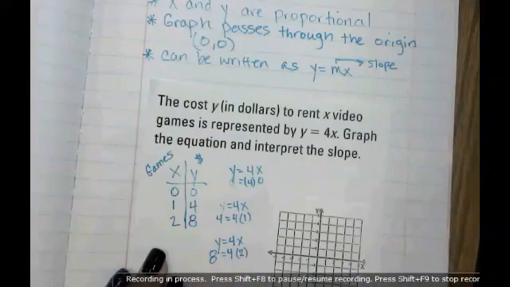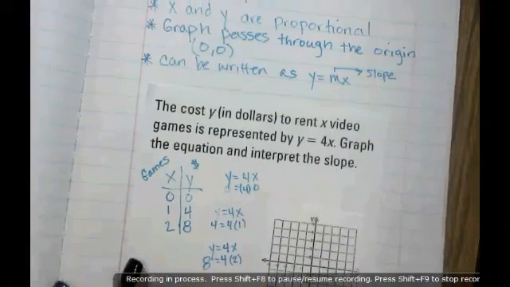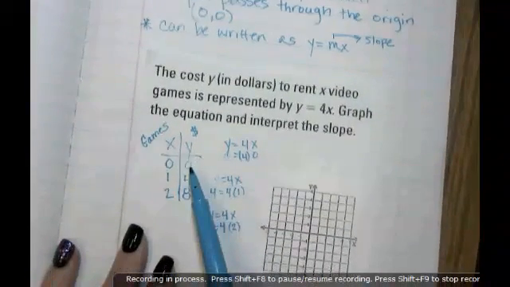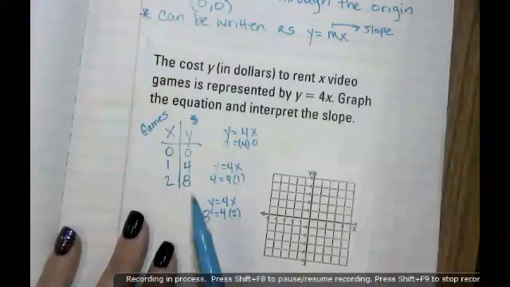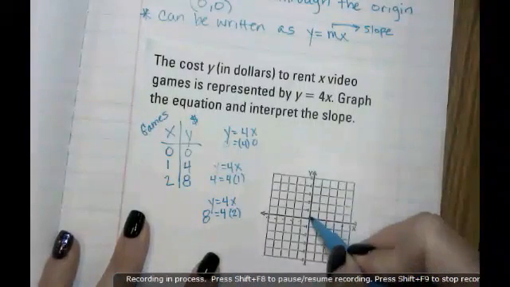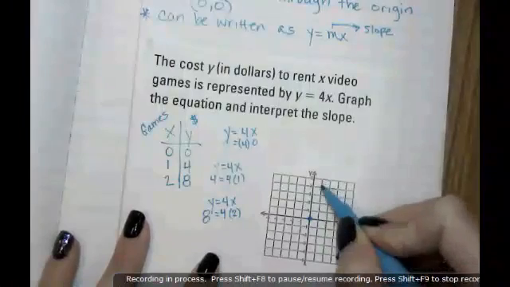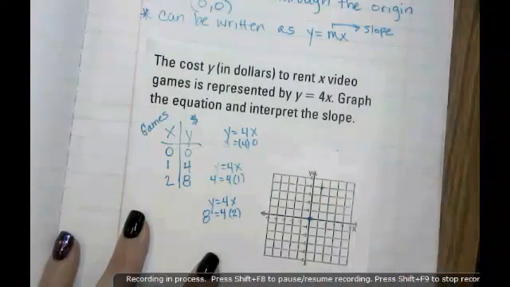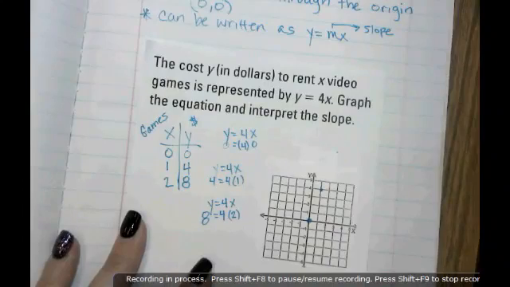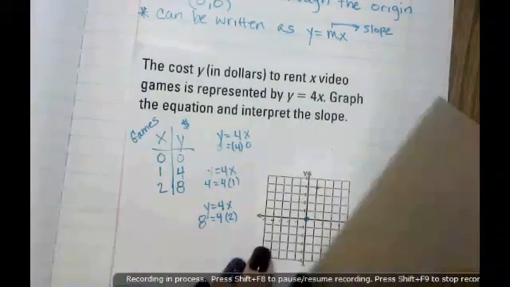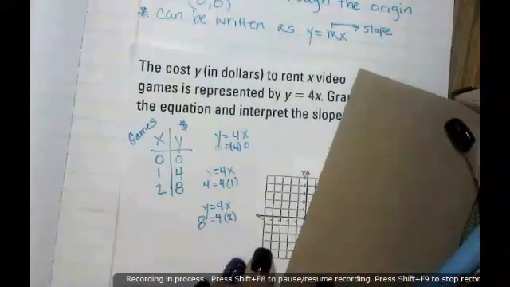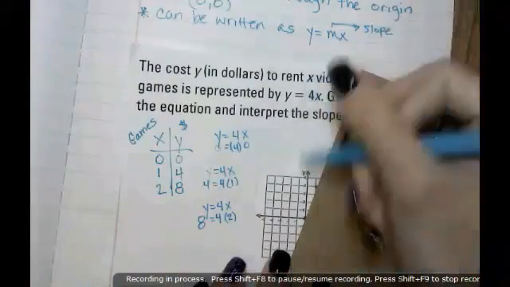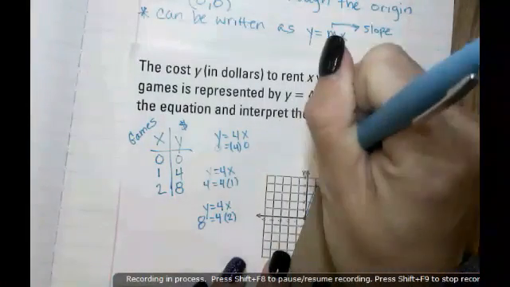So my 3 points that I can add to my graph are 0, 0, 1, 4, 2, 8. 0, 0, 1, 4, and unfortunately 2, 8 goes off my graph, but it would be up there somewhere. Now when I draw the line for this graph, I want to be sure that I stay in quadrant 1. This line is not going to extend into the other quadrants because that would be representing false information for this situation.